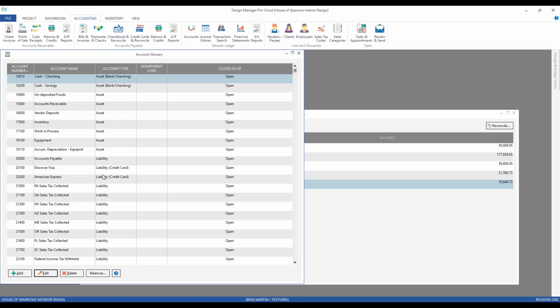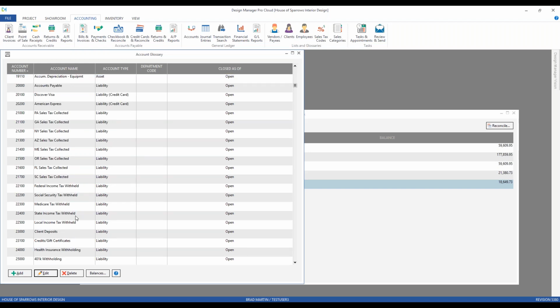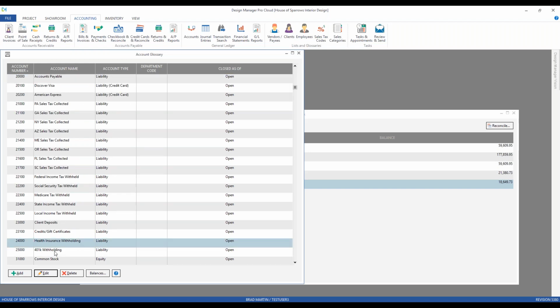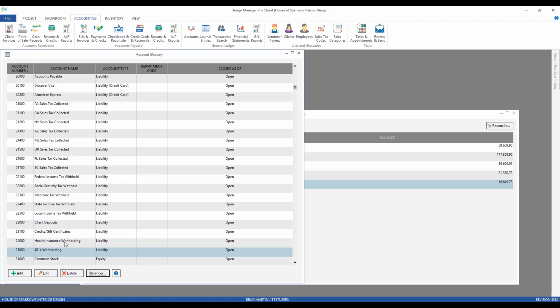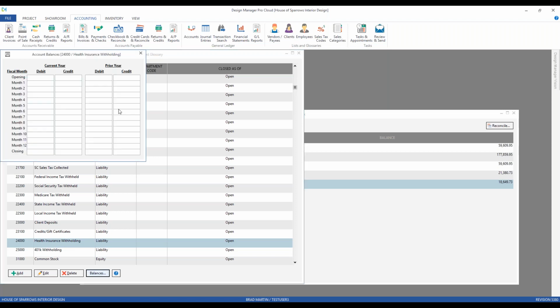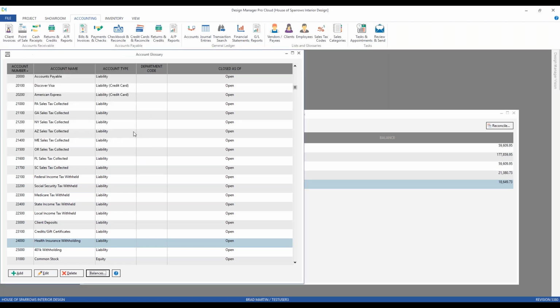We can see that our health insurance with, our 401k withholding, well, that's zero. Why? Because I withheld from my employees their retirement funds, and then I already submitted it off to the retirement plan manager. But our health insurance withholding, that has a balance. That's the amount of the employee's contribution that I have not yet submitted to my health insurance provider.